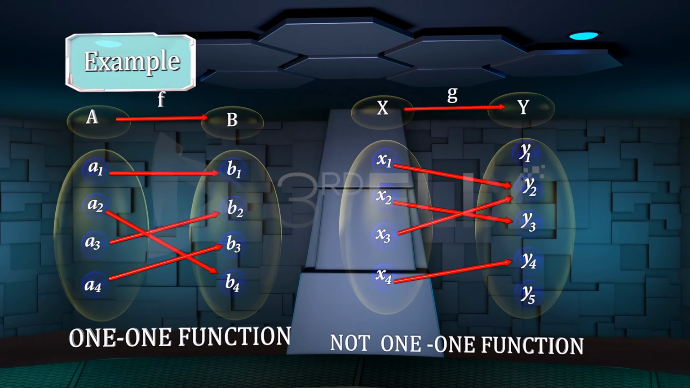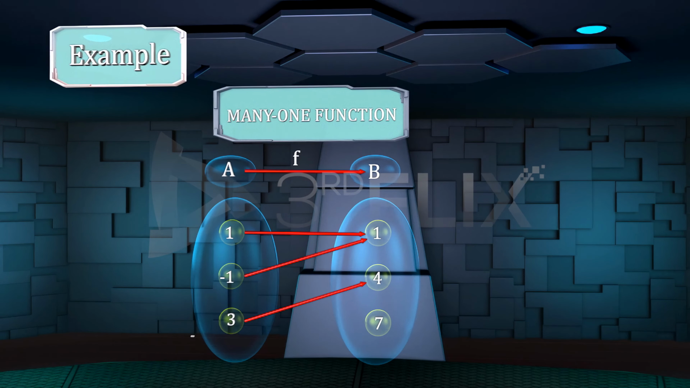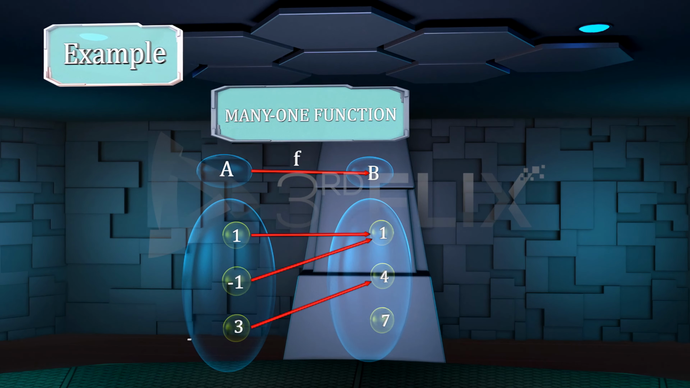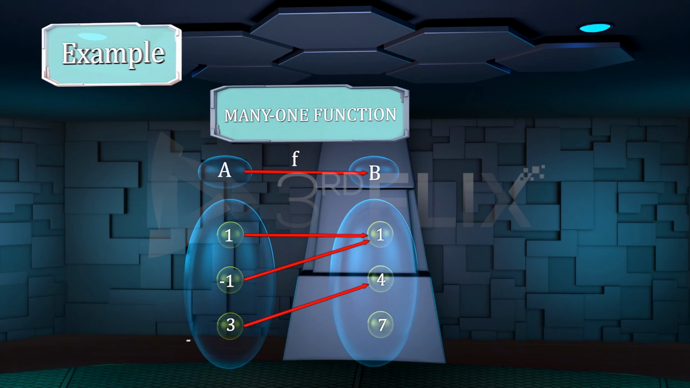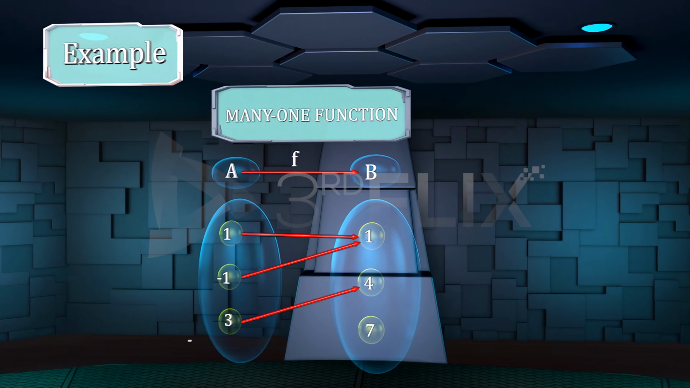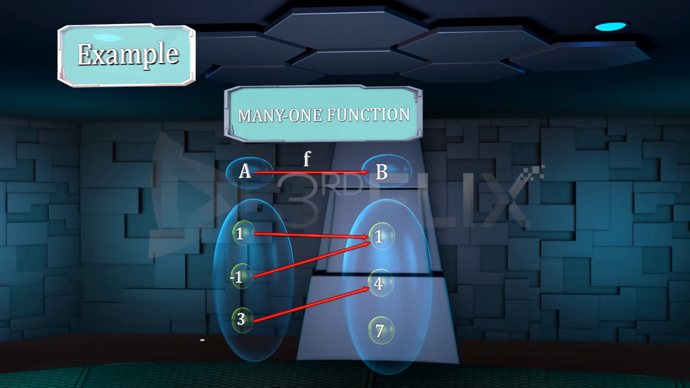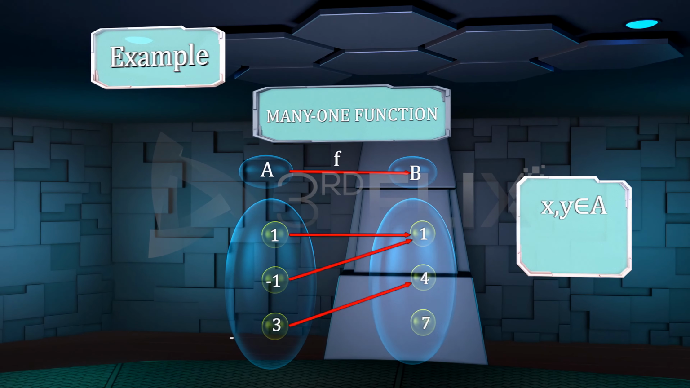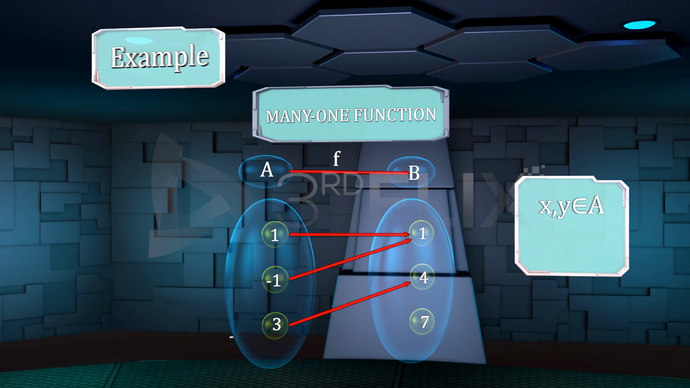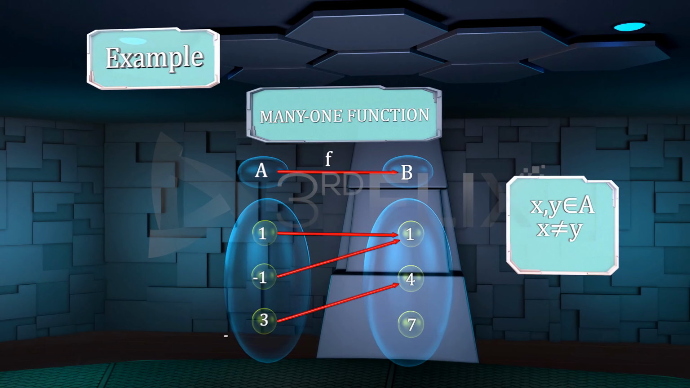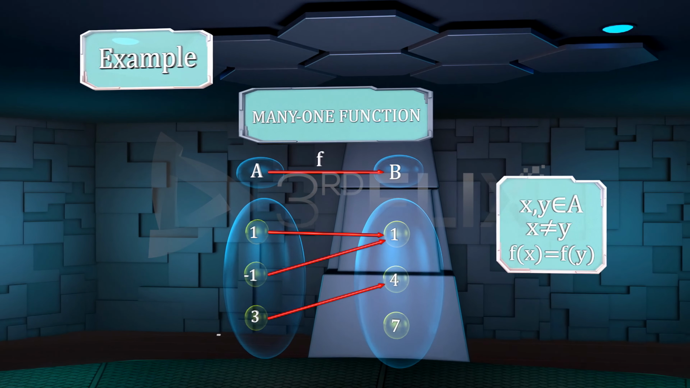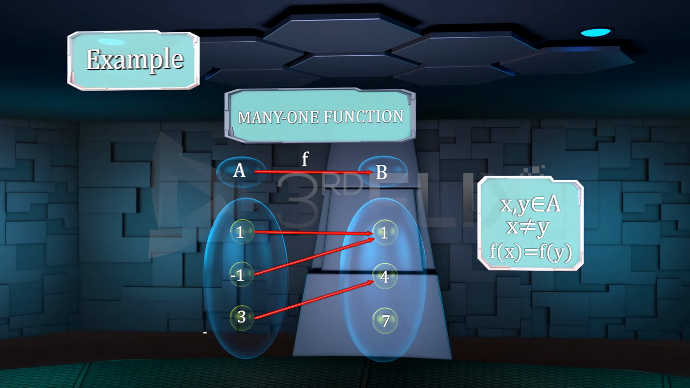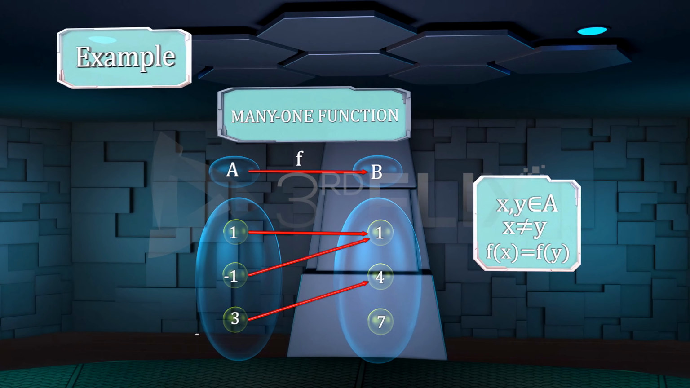image under function g. A function f from A to B is said to be a many-1 function if two or more elements of set A have the same image in B. Thus, f from A to B is a many-1 function if there exist x, y belonging to A such that x is not equal to y but f(x) = f(y). In other words, f from A to B is a many-1 function if it is not a 1-1 function.